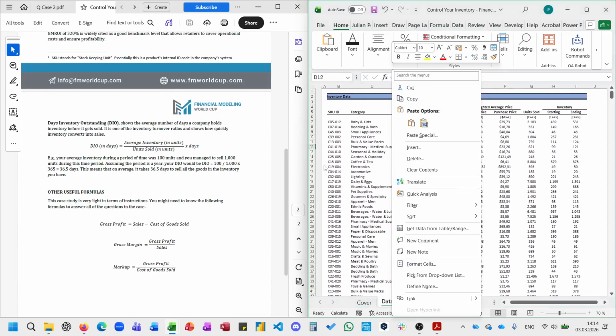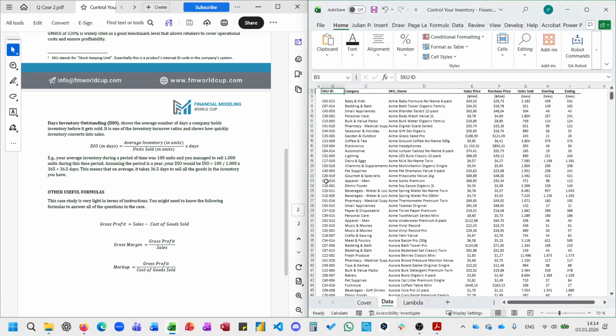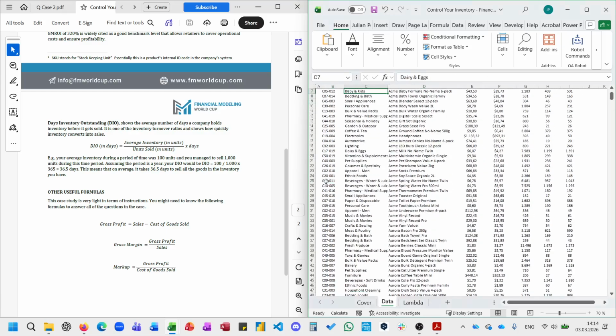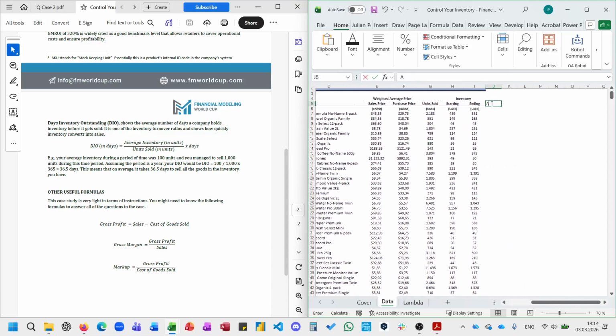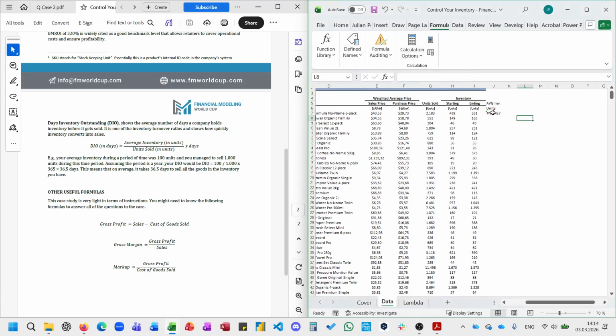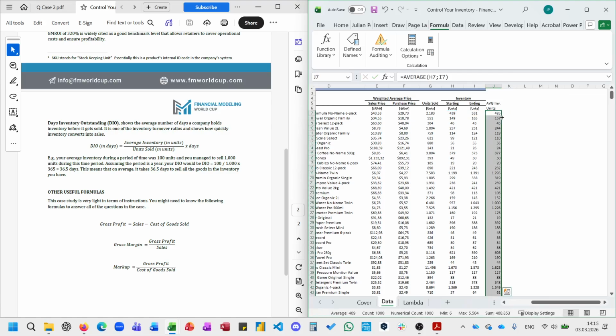Here we have a lot of products from certain categories, and here I will add some stats. Average inventory is the average of this and this. I could have also used the by-row average.